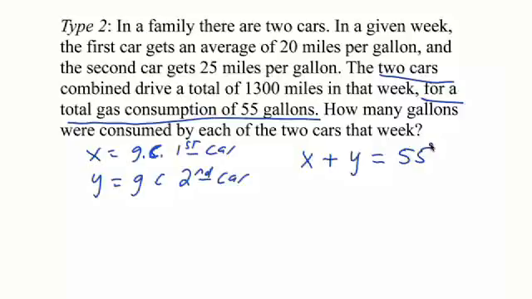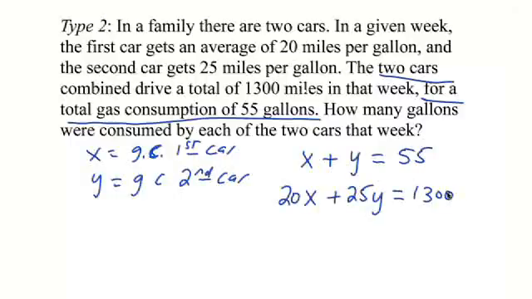Now let's go back to that other sentence. The first car gets 20 miles per gallon, so 20 miles per gallon times the first car's gas consumption. The second car gets 25 miles per gallon, so 25 miles per gallon times the second car's gas consumption. That gets you a total of 1,300 miles. Your job now is to solve for X and Y.